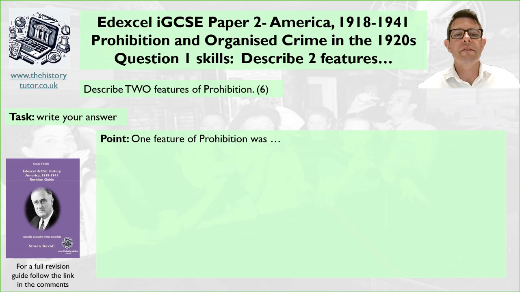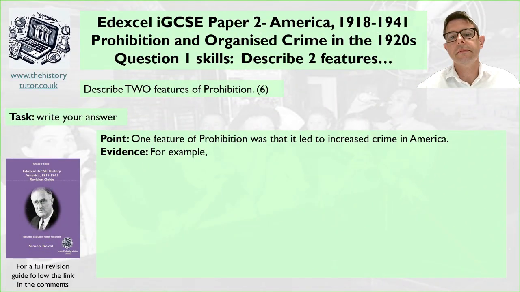So let's write our first sentence. You can do it in your revision guide or on some paper, or just watch me talk through it. So one feature of prohibition was, in our plan we had more people involved in crime. So how are we going to set up that first sentence? Pause now and think about your first sentence. Okay, nice and simple. So I've said one feature of prohibition was it led to increased crime in America.